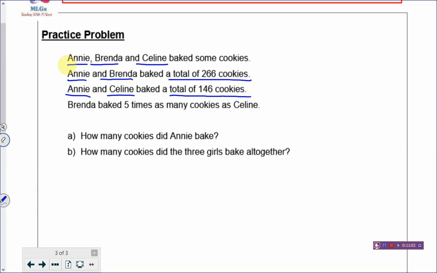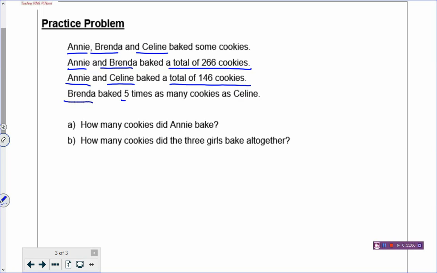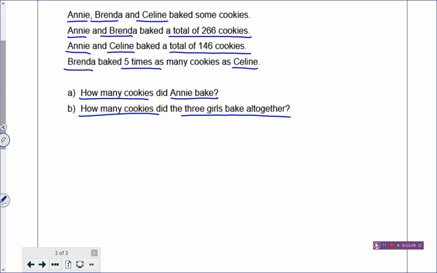Alright, so you're going to draw model sharing for Annie. Now, Brenda baked 5 times as many as Celine. So how many cookies did Annie bake? How many cookies did the 3 girls bake altogether? Alright, so you can see there's a repeated person. So let's draw the model. So the first sentence, there's nothing to draw, right? Not much information is given. So if you find that there's not much information to draw, then skip to the next sentence.